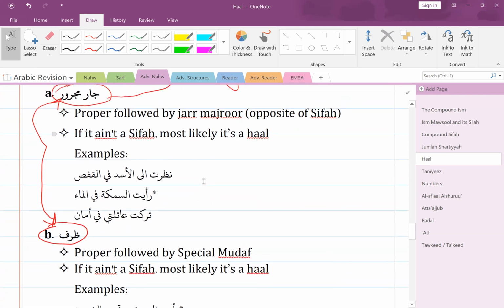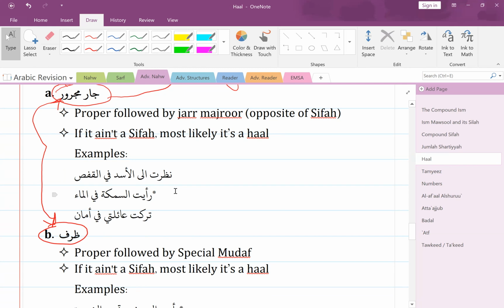Now, how does a jar majroor become a hal? So we said, when you have a proper followed by a jar majroor, which is kind of like the opposite of sifa. Now, if it ain't a sifa, most likely it's a hal. So that's kind of like my trick that I use. If it looks like a sifa, then I look at the mawsuf. Is it proper or common? Proper, that's a hal. Common, that's a sifa. And I'm basically done with that. Okay, now let's look at some examples here.